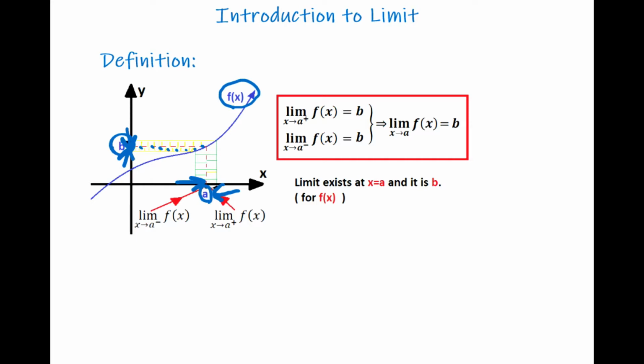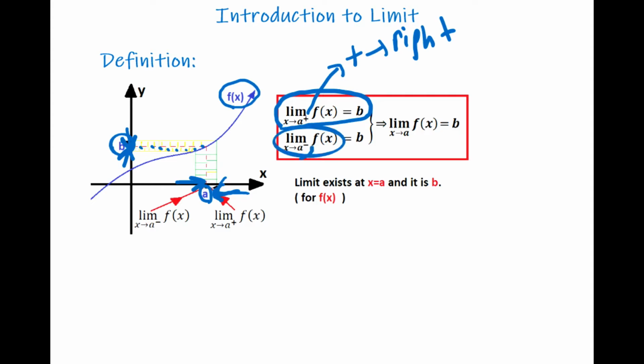So this is represented in this form. Limit of f of x when x goes to a from the right side, that plus means the right side, okay? Plus means right side. So if the limit is b, and if you approach when x goes to a minus, that means if you approach a from the left, and it is also equal to b, and if those values are equal to each other, as you can see they are, then we say that the limit exists at the point x equal to a for f of x, and that is equal to b.